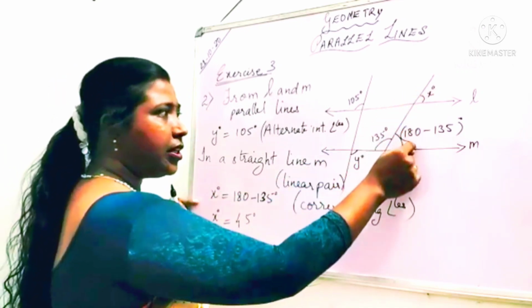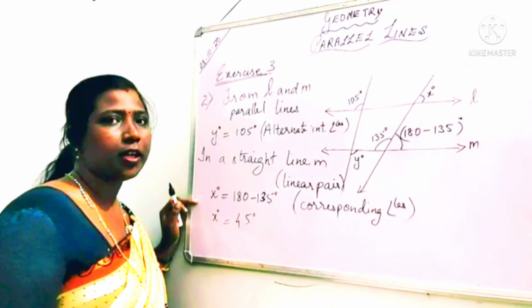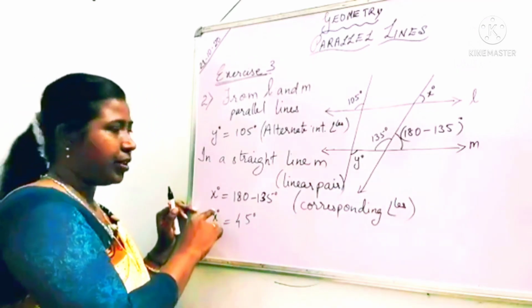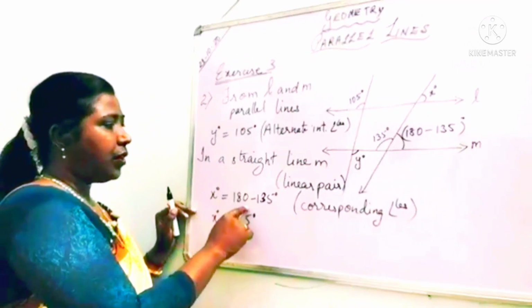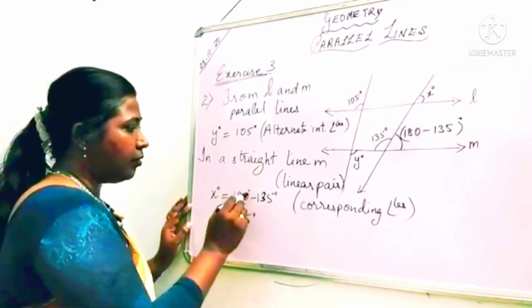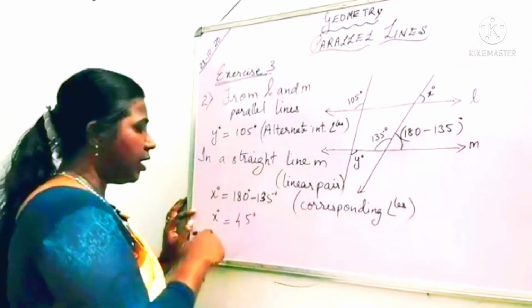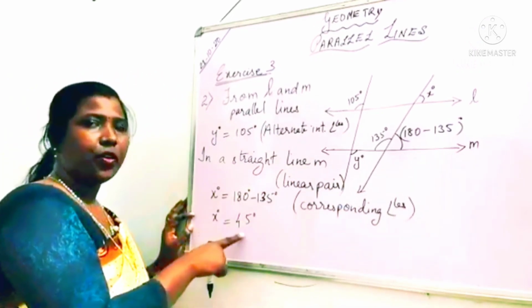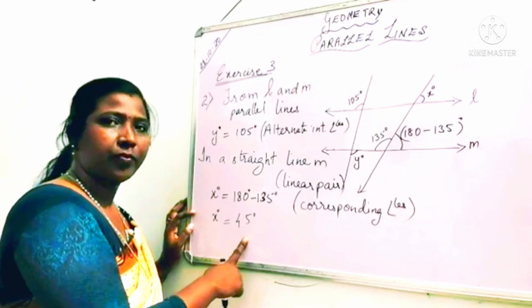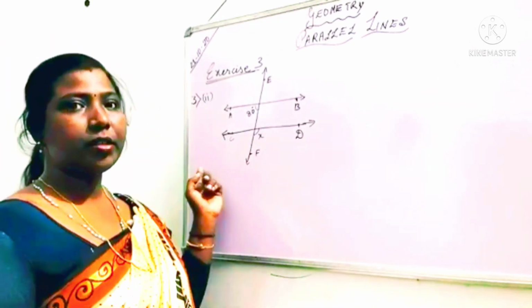If we are getting this point, this can be equal to this because it is a corresponding angle. So that's why I have written X degree is equal to 180 degree minus 135 degree, corresponding angles. Then we will find the value X degree is equal to 45 degree. Is that clear, students? Now we are proceeding to the next question, question number 3.